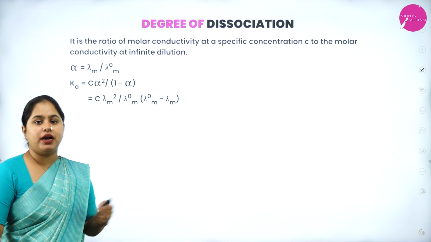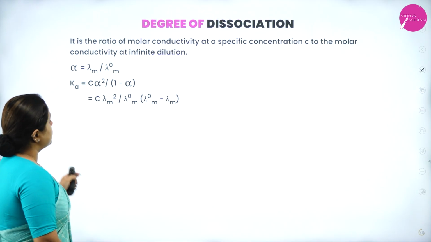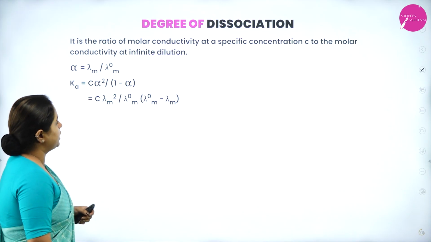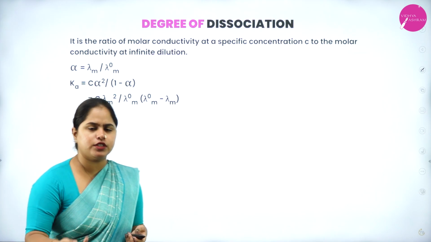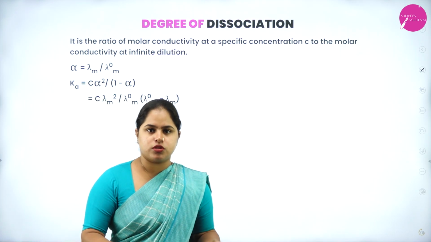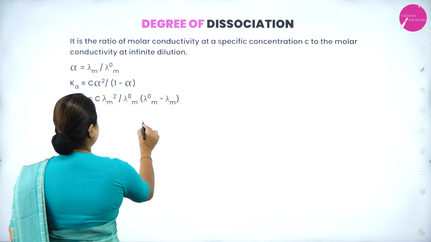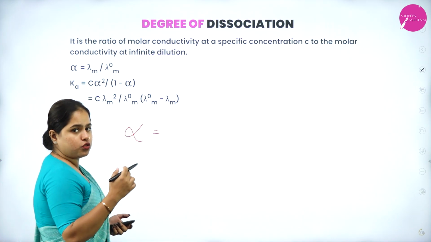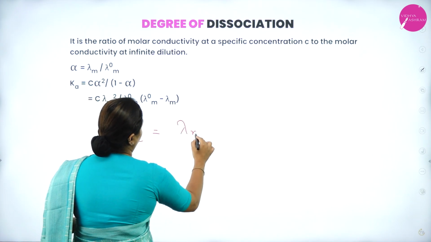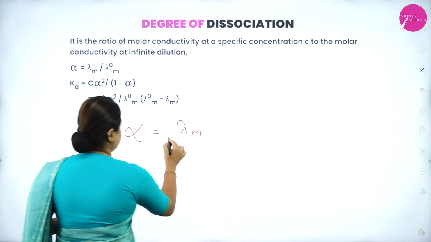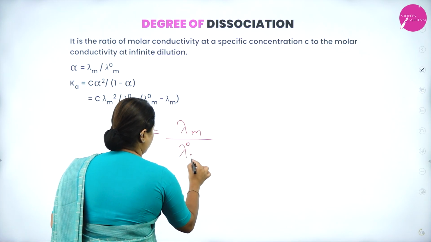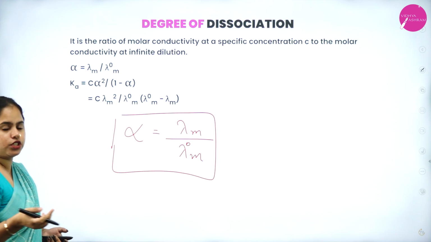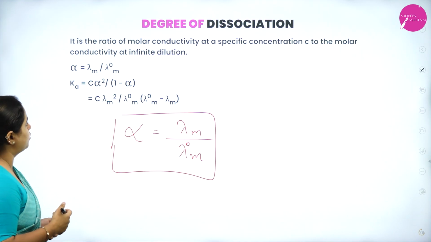Now, moving to the next part, that is degree of dissociation. It is the ratio of molar conductivity at a specific concentration to the molar conductivity at infinite dilution. Degree of dissociation means to what extent the dissociation is taking place. So, how can you calculate it? The symbol for it is alpha, which is equal to the molar conductivity at any concentration divided by the limiting molar conductivity. This is a very important equation to remember. Degree of dissociation is molar conductivity divided by limiting molar conductivity.